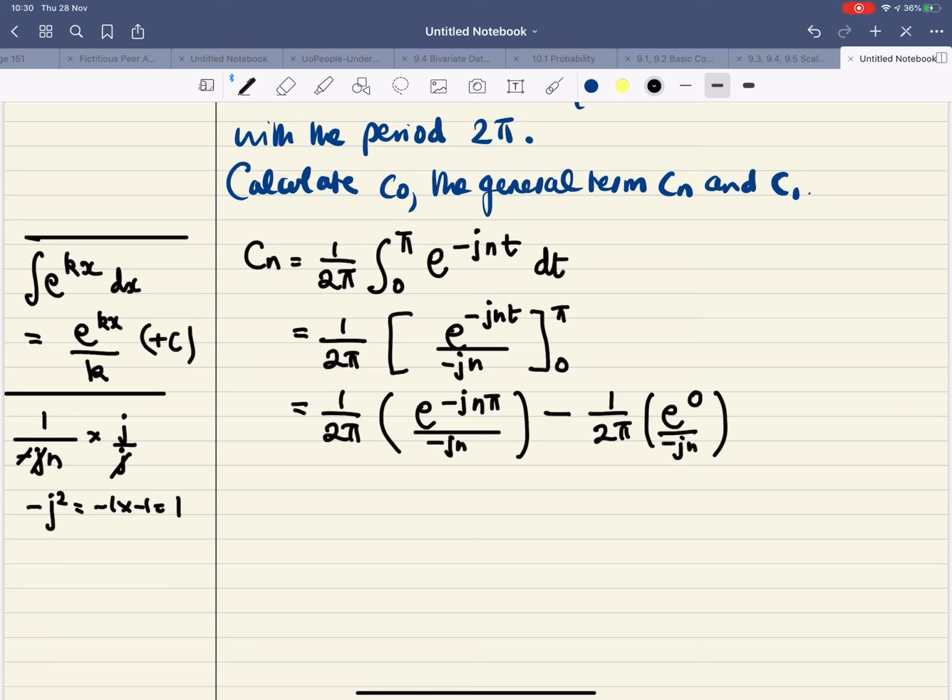So this means, I'm going to take the j, so that and that can become j up there. So it's j over 2 pi n and then it's e to the minus j n pi minus, and e to the 0 is 1. Where am I going with this one?